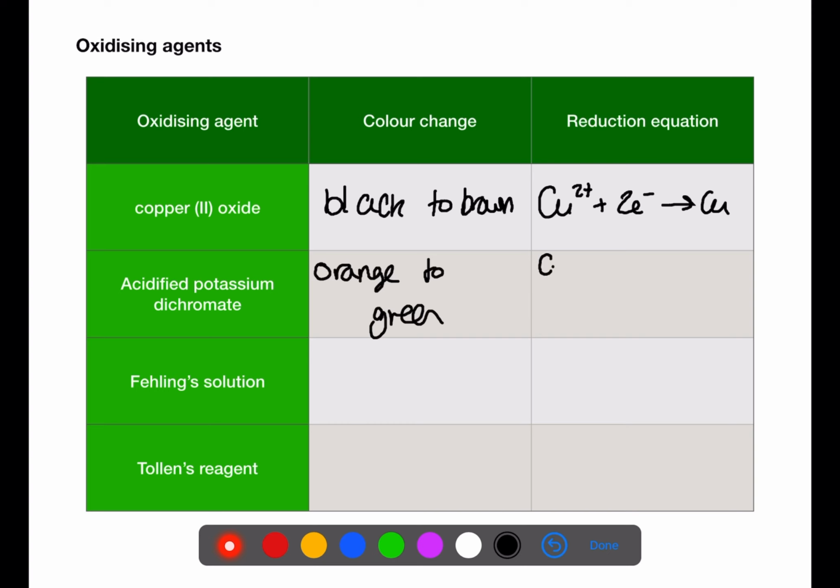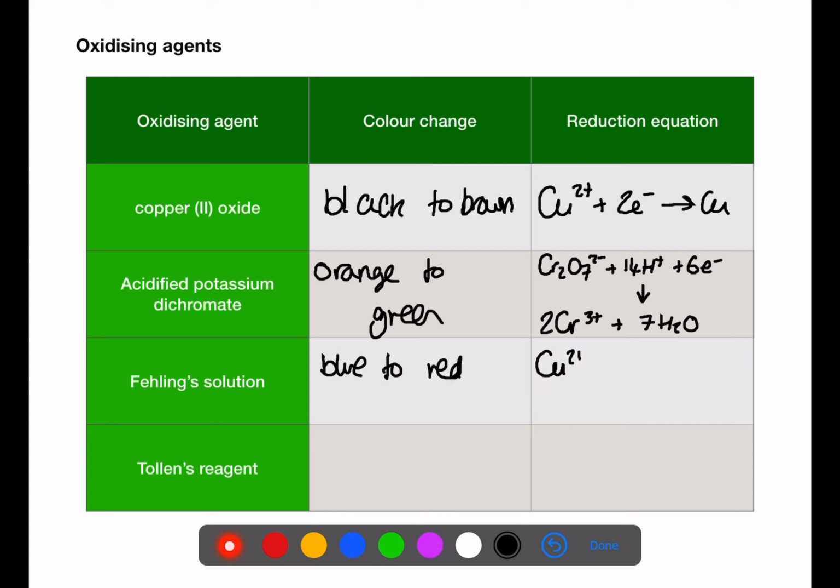The reduction reaction which is taking place is for the dichromate ions, Cr2O7 2-, plus 14 hydrogen ions plus 6 electrons, to give 2 Cr3+ ions and 7 water molecules. Fehling's solution is also known as Benedict's and is blue. When it reacts, it will form a red-orange precipitate.